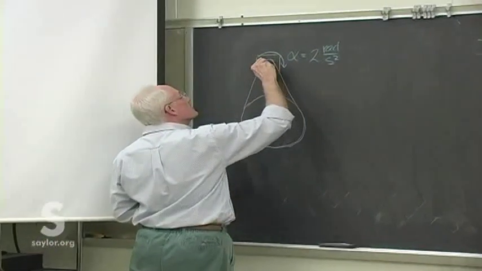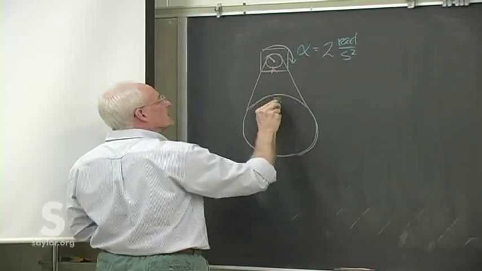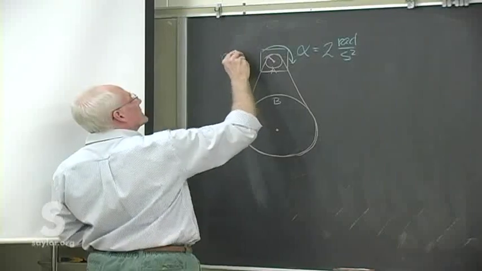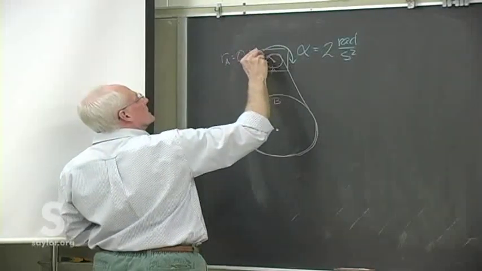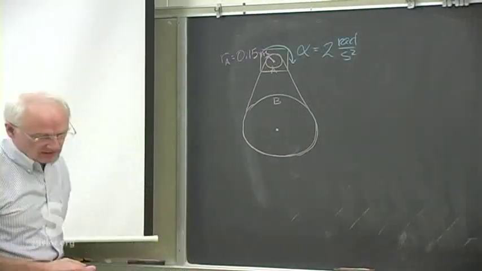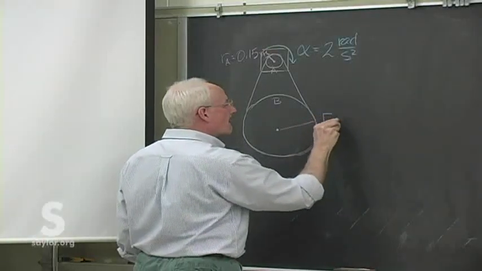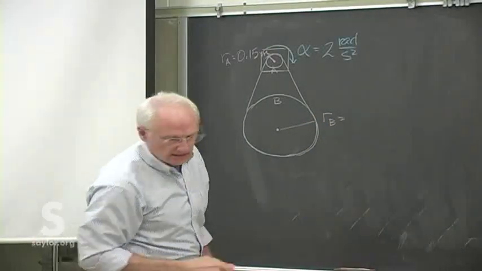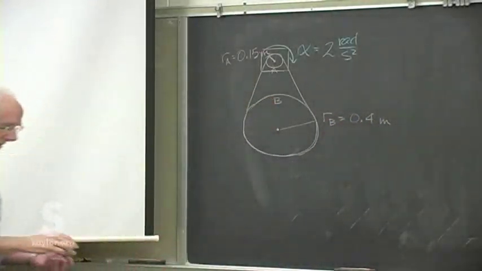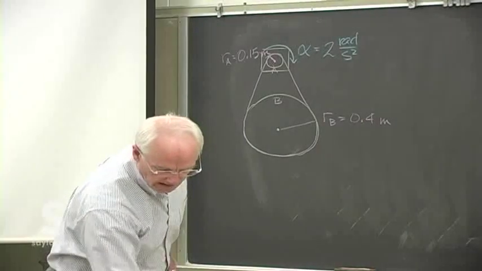The radius of this, let's call this one A and this one B. The radius of the motor pulley is 0.15 meters. And the radius of the blower pulley is 0.4 meters. So this is a constant acceleration problem, one still. But it's getting a little more complicated.